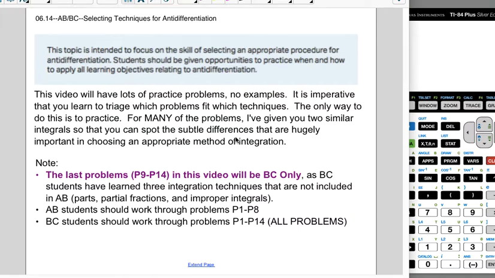All right, this is AP, AB, and BC Calculus. We're doing Unit 6, Section 14, which is Selecting Techniques for Anti-Differentiation. So basically, there is no lesson to Section 14. This video is just a ridiculous amount of practice problems.